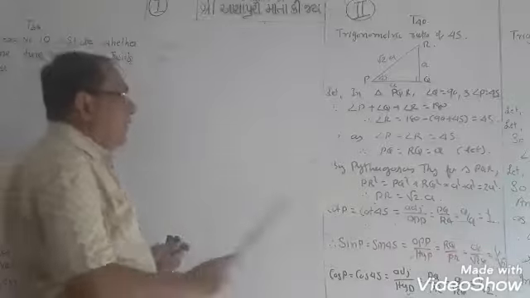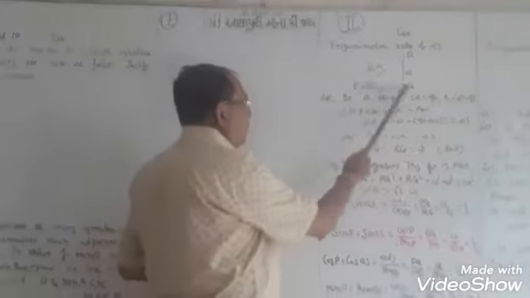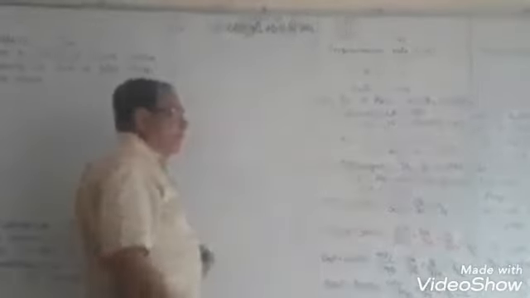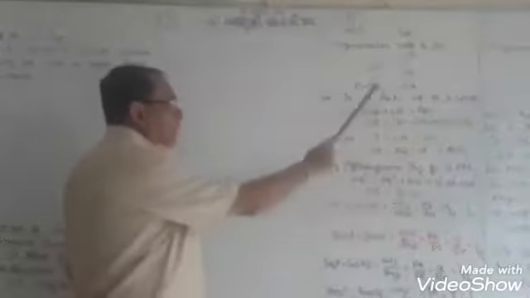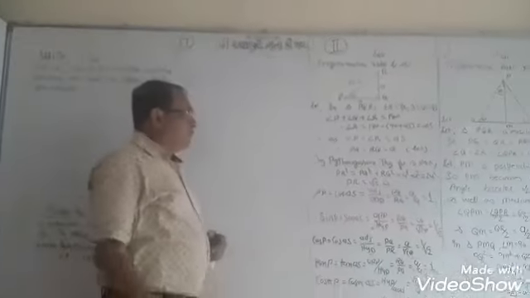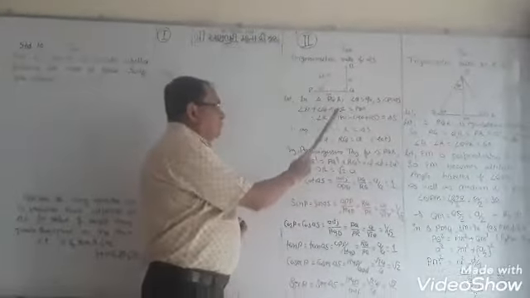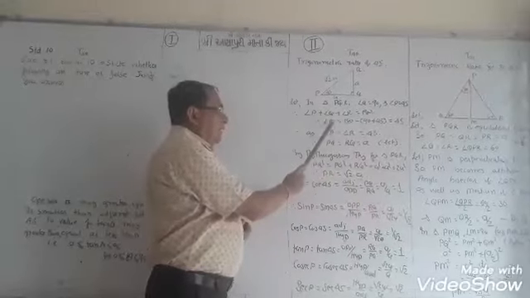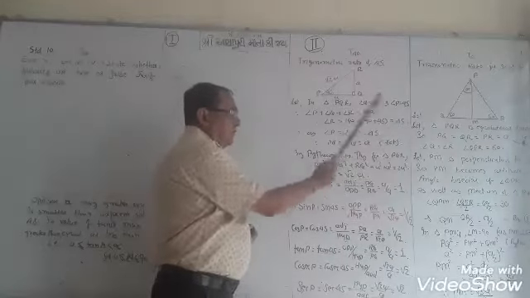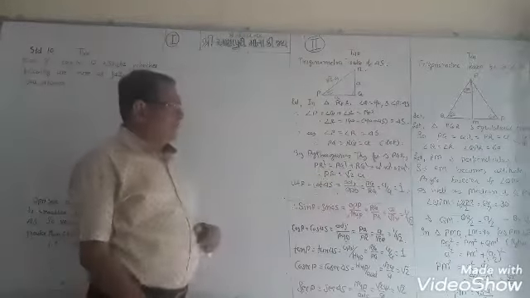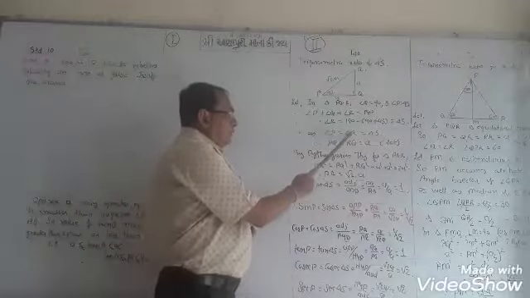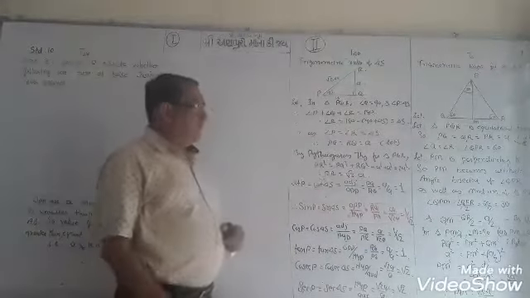Okay, now I have taken one triangle PQR. Q is 90, P is 45. P is 45, that means R is also 45. For triangle PQR, you know that P plus Q plus R is equal to 180. R is equal to 180 minus (90 plus 45), which is equal to 45. Therefore, R is equal to P is equal to 45.